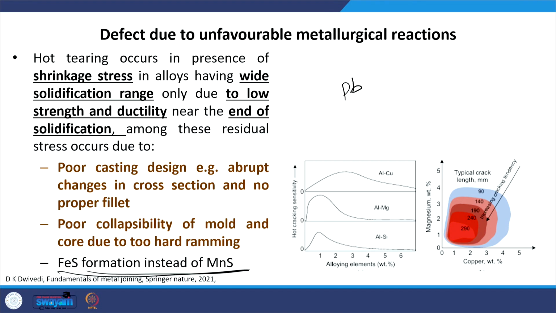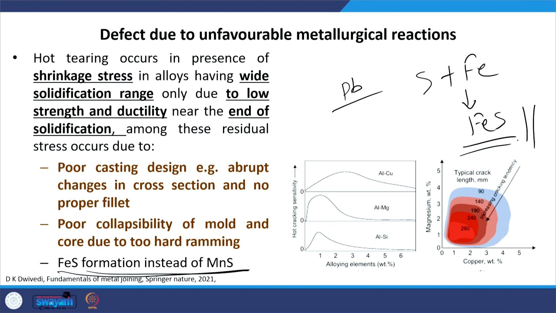Or impurities or alloying concentration is such that it is forming low melting point constituents, like lead. Lead has a very low melting point, or if sulfur is there, it reacts with the iron to form iron sulfide, again a low melting point constituent. This is going to promote a wider solidification temperature range, because normal steel may be solidifying at 1300 degrees centigrade, but this will solidify at say 750 or 800 degrees centigrade.